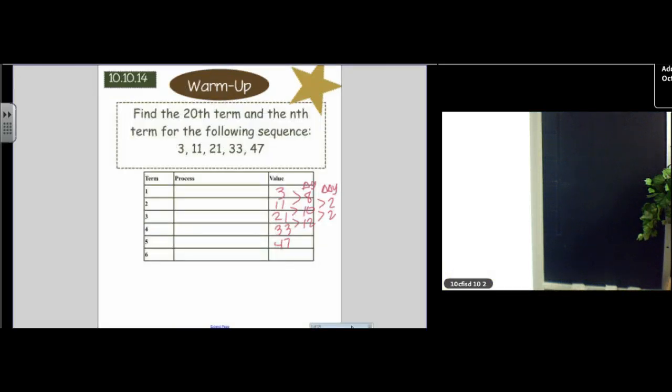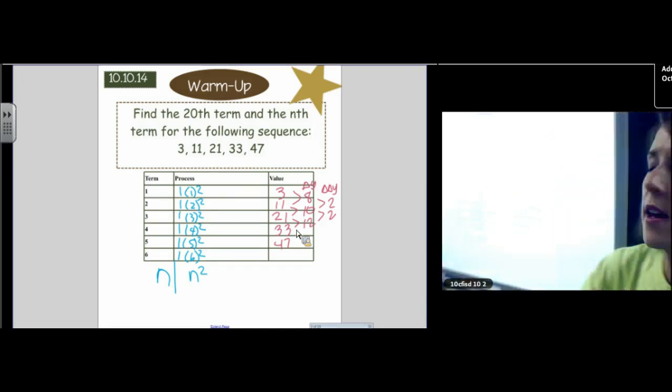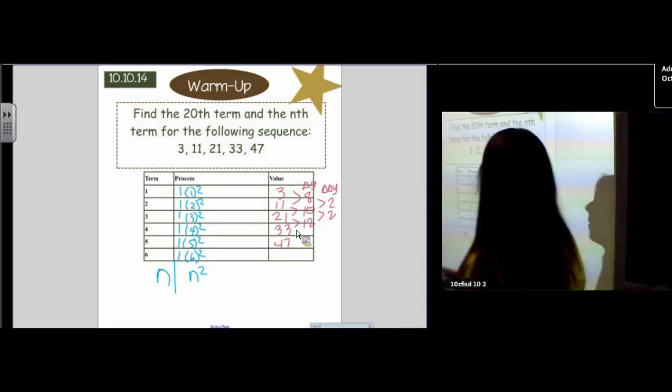And so our coefficient is 1, but for the nth term, I'm not going to write the 1. We know it's quadratic. Now we have to figure out if it has a middle term or not. And like I said, y'all did awesome on this, so I think I can go quickly here.